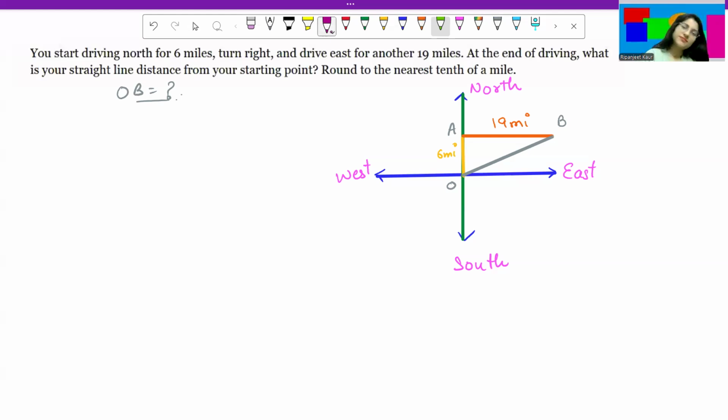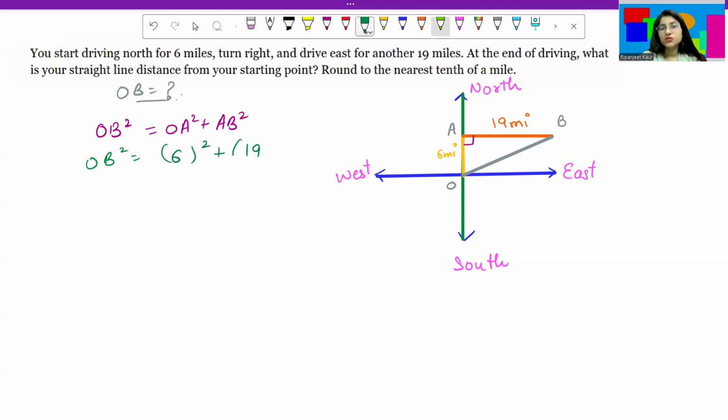Pythagorean theorem. Perfect. So here is a hypotenuse because we know this is turning right, and over here OB square equals OA square plus AB squared. OB squared right now we don't know, so we are just writing it OB square. OA square, that means 6 squared. AB square, that is 19 squared. So what is 19 square and 6 square equal to?